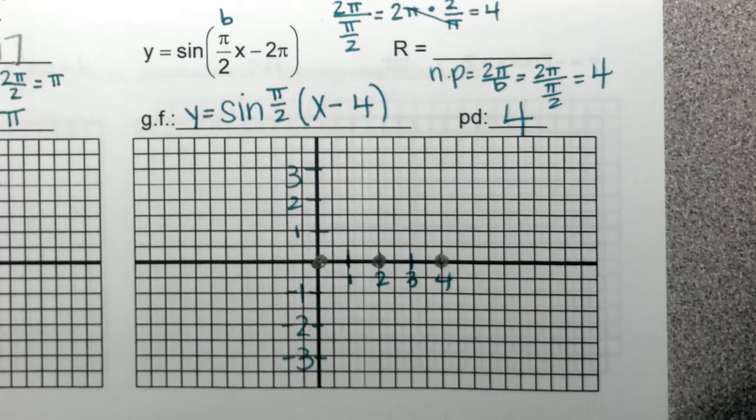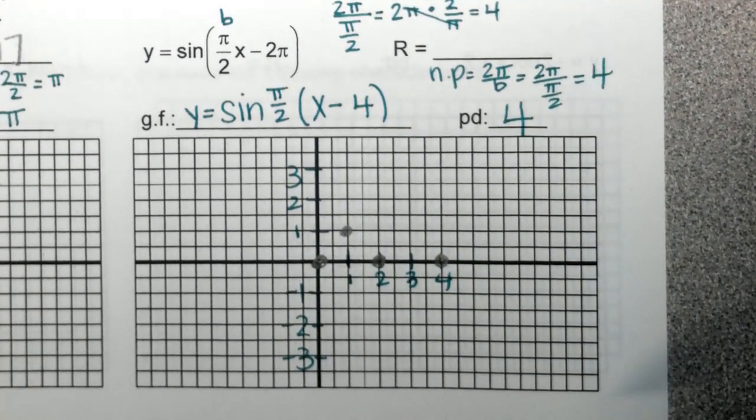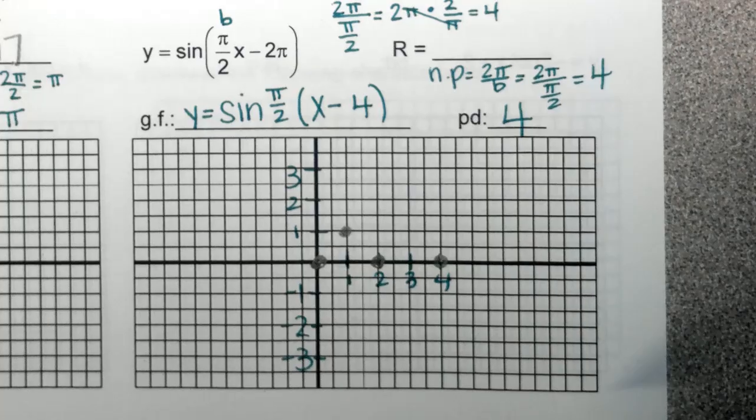Where is it going to go up at? 1. Why? Because it's in the middle between those two zeros. And where is it going to go down? 3.